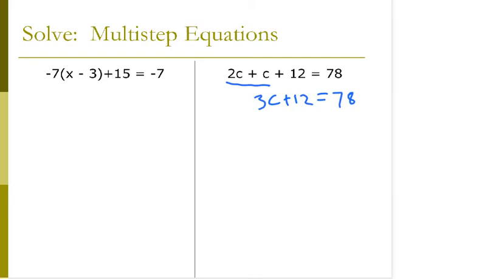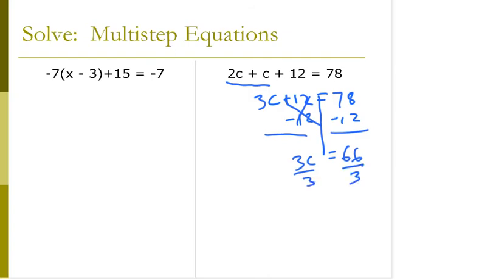We're going to apply inverse operations: subtract 12 from both sides of our equation, these 12s eliminate. That leaves us with 3c on one side, and we're going to have that equal 66. Our inverse of multiplication is to divide by 3, which again is equivalent to multiplying by 1/3, and we're going to end up with c equals 22.